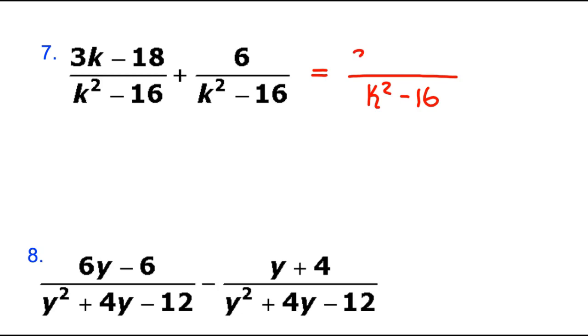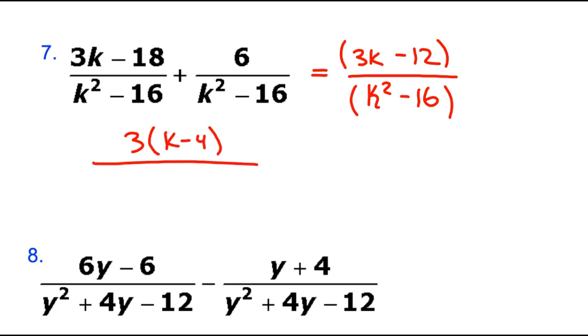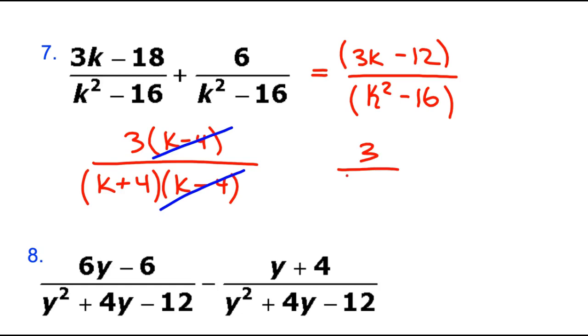Add your numerator stuff together, we get 3k minus 18 plus 6 is a total of minus 12. Factor out what you can out of those numerators and denominators. The top numerator I can factor out a 3, and I'm left with k minus 4. And the bottom is a difference of squares, so that's k plus 4 times k minus 4. So I was right, because math teachers just want to have fun. And so those reduce, and we're left with 3 over k plus 4.